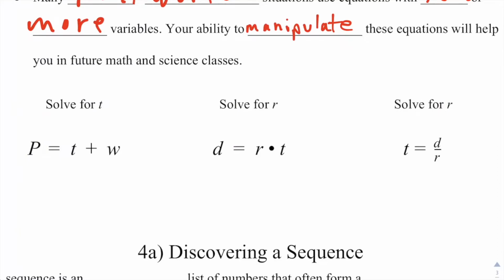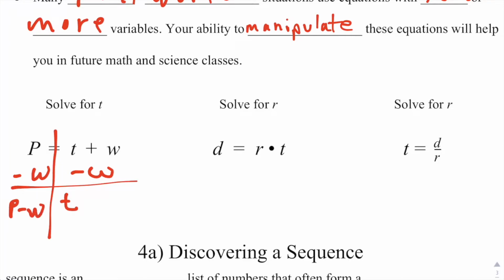So here we have one where we have P equals T plus W, and we're being told to solve for T. Again, use the equal sign as a balancing point. To get this T by itself, I have a positive W, so I have to subtract W from both sides. So then I'm going to have just T left on this side, and on this side, I'm going to have P minus W. So my solution for this would be T equals P minus W.